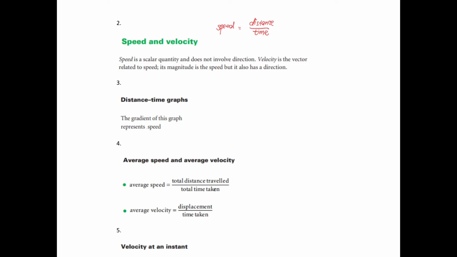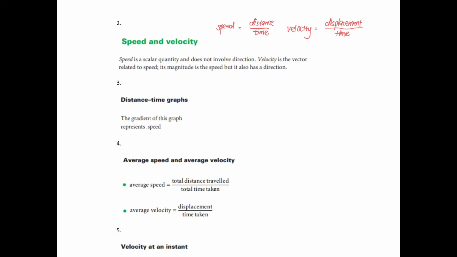And now let's move on. Velocity is the vector related to speed. Let me write down here, this is the second formula: velocity is displacement over time. Its magnitude is the speed, but it also has a direction. So that is the difference between speed and velocity.